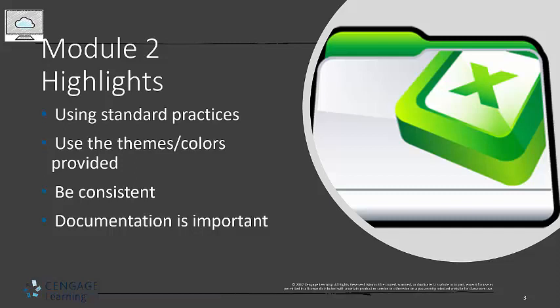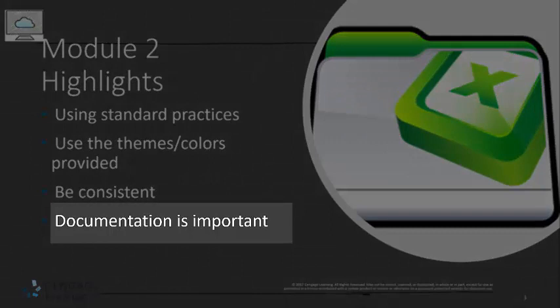95% of the time, unless otherwise directed by your company, you should use the standard themes and colors provided by Excel. These have been carefully chosen by human factors experts. Once you settle on a theme, use it consistently. And always remember that clear documentation, what, who, why, how, and where should be easily discernible regarding your workbook.